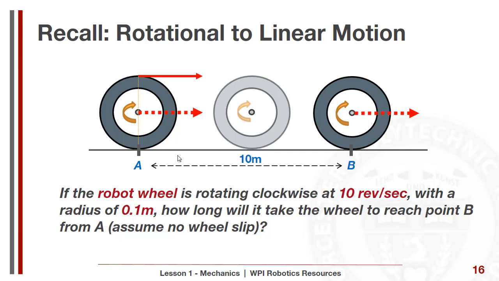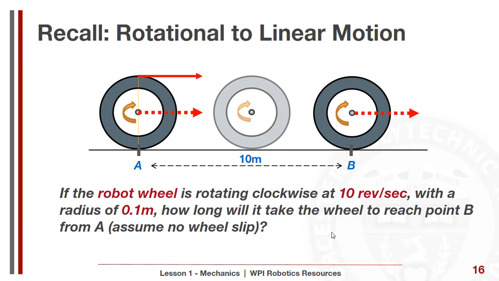So I'd like you to take a few minutes to think about this and attempt this question. The question is effectively asking you to determine how long it would take for this wheel. Think of this as just a single wheel moving along this straight line, with a middle position and then the final position. The wheel is moving from point A to point B, and the question is, how long will it take for the wheel to move from A to B if it is rotating clockwise, as you can see from the arrow, at 10 revolutions per second?